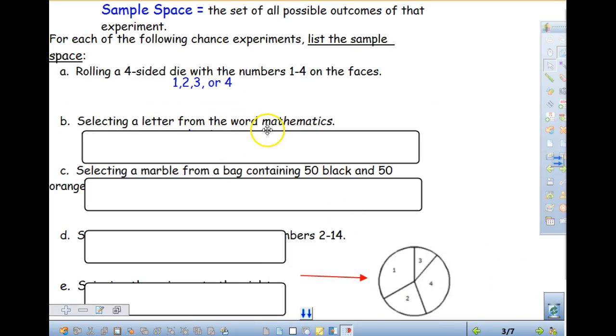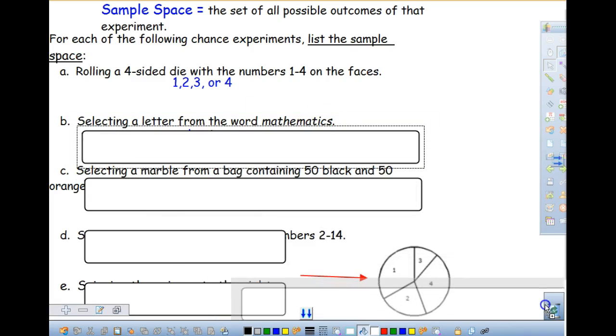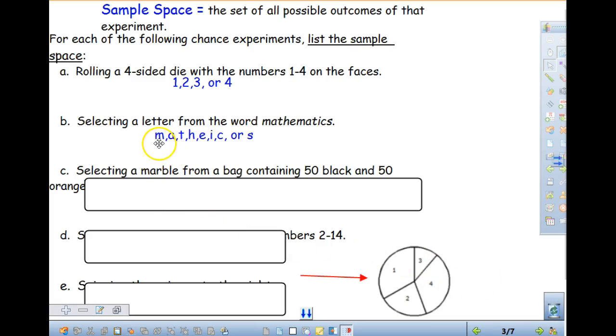If I said selecting a letter from the word mathematics, we are going to write down the M, the A, the T, the H, the E. I'm not going to put T again, since I already put T once. Then I'm going to have the I and the C and the S. So M, A, T, H, E, I, C, or S. That is my sample space.